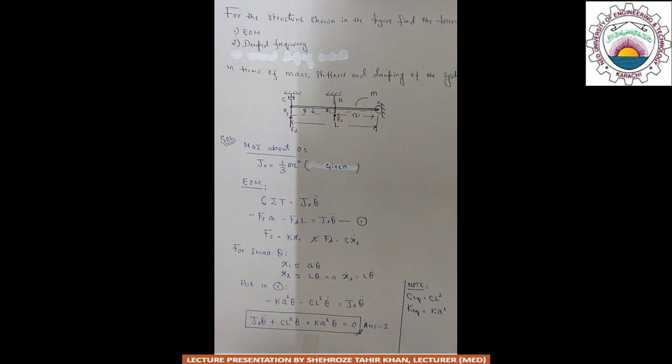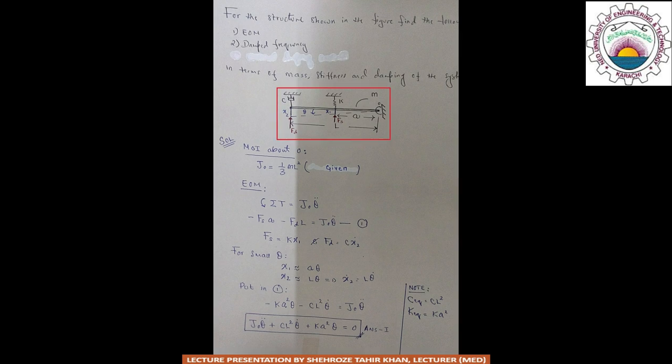The problem states that for the structure shown in the figure, find the equation of motion and damped frequency in terms of mass, stiffness, and damping of the system. As shown in the figure, the rigid bar is pivoted at one end at point O. A spring is attached at a distance A from point O, while a viscous damper is attached to the other end of the bar at a distance L, measured from the free end of the bar to the pivot point O.